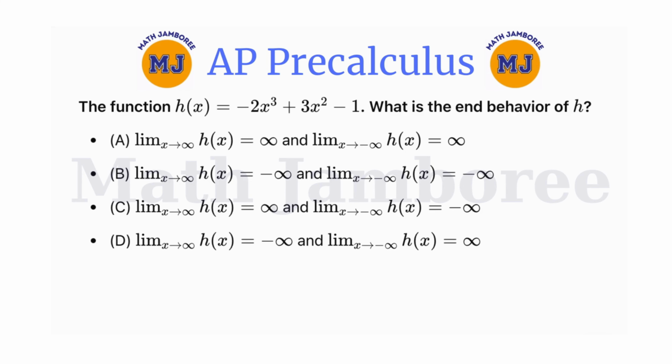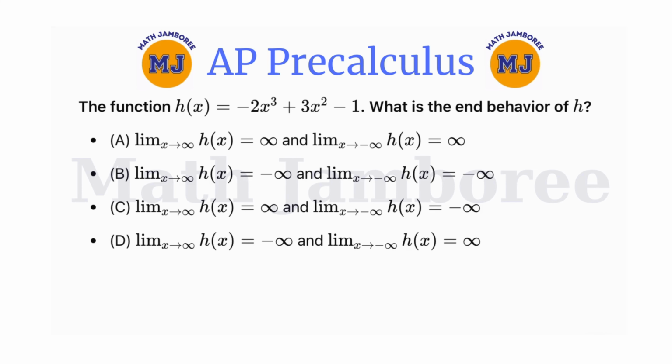Let's solve it together. In this video, the questions are from AP Precalculus, from the topic of polynomial functions and end behavior. The function h of x equals negative 2 times x to the power of 3 plus 3x squared minus 1. What is the end behavior of h?